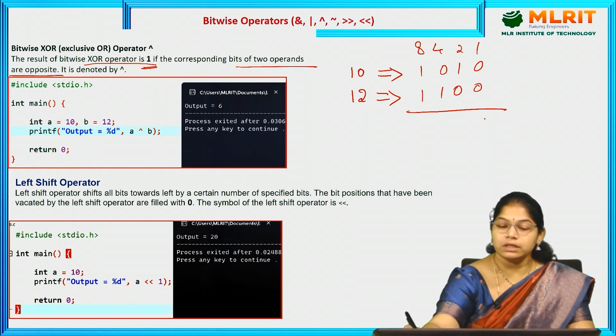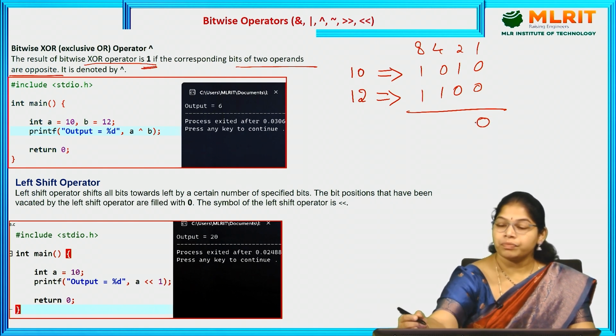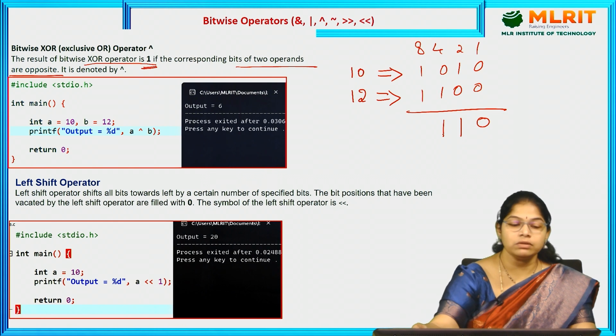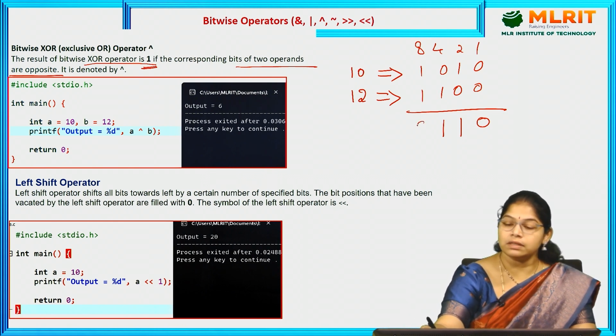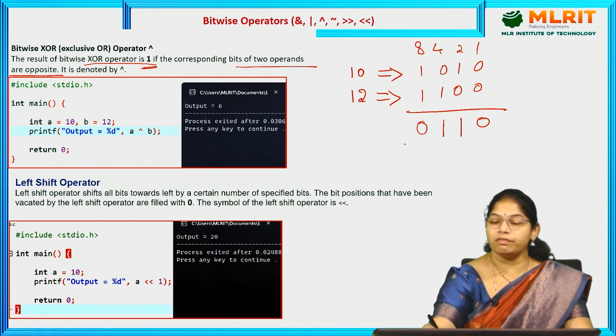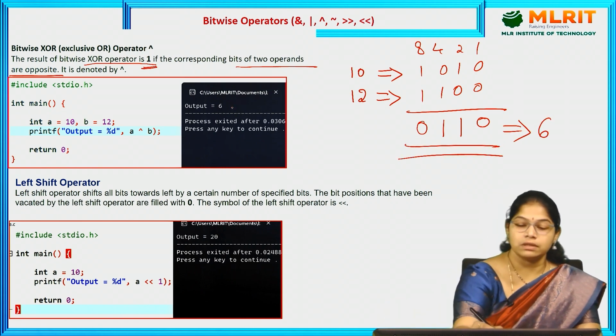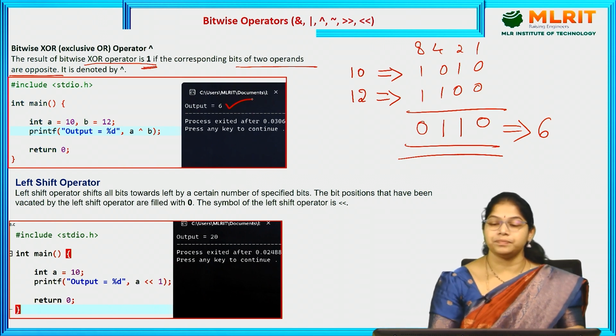0 0, it is 0. 1 0, it is 1. 0 1, we have two opposite bits, then it is 1. Here 1 1, those are the same. If we have the same bits, then the result of XOR is 0. If we convert this into decimal, the result of this is 6. So here we got 6.